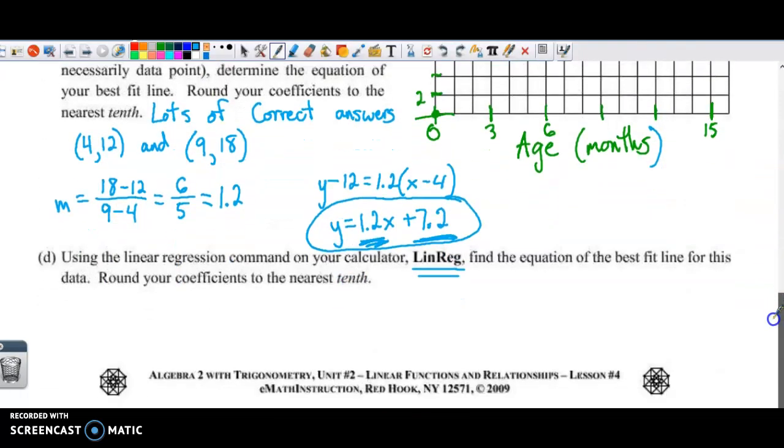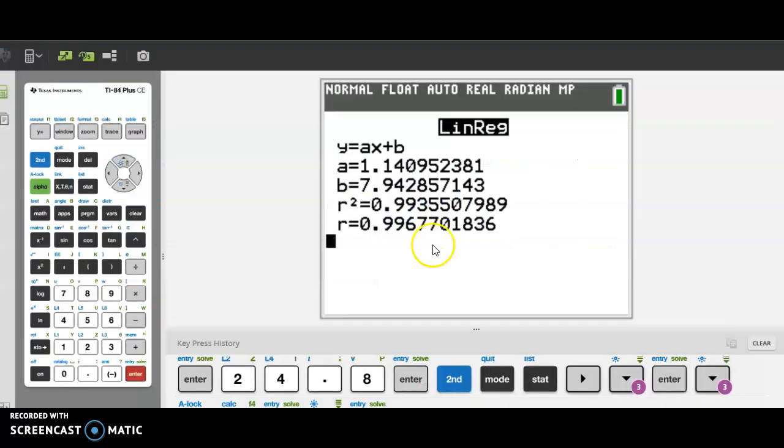And if I go back to the directions, it's asking for the nearest tenth. So if you did it to the nearest tenth, you would round to, whoops, not 1.2, because the 4 is smaller, so it would be 1.1, and then the y-intercept is 7.9.